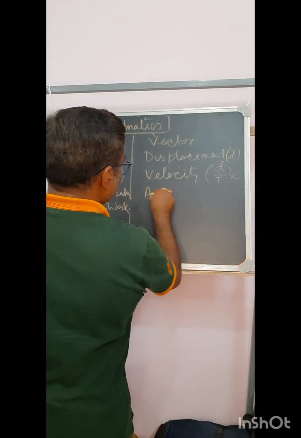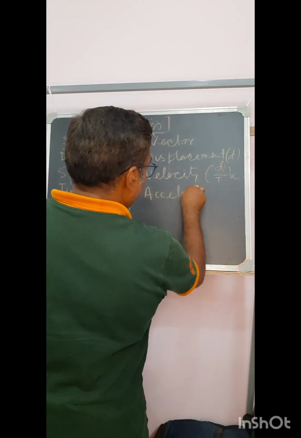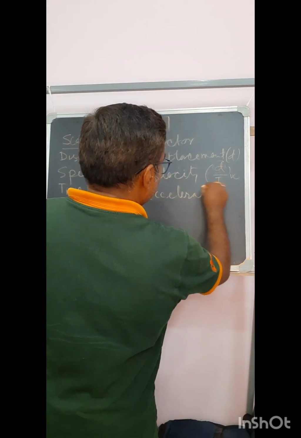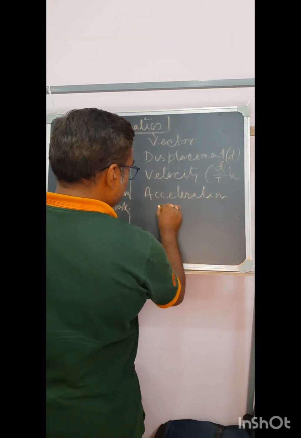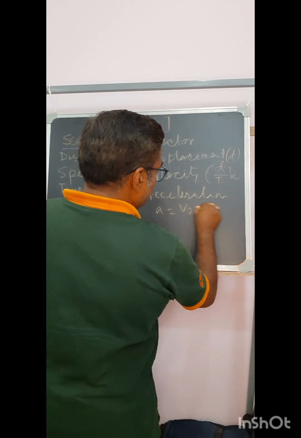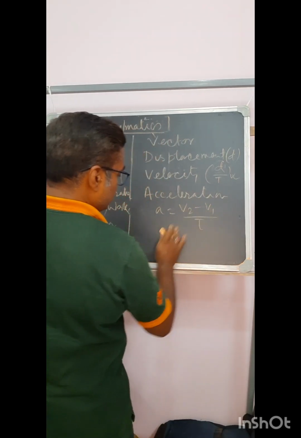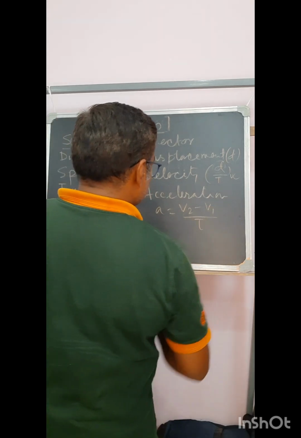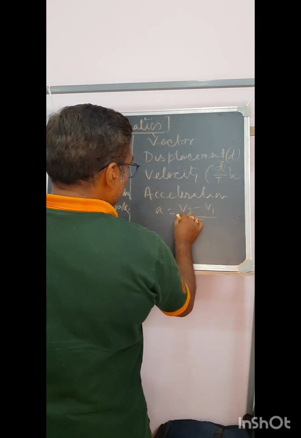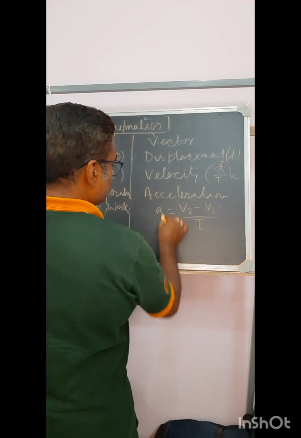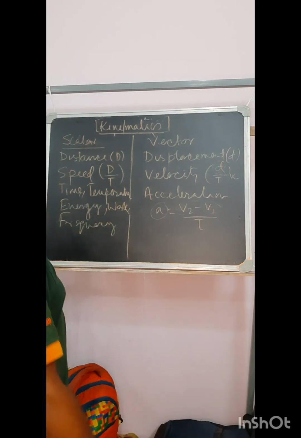Here one more term will come. Acceleration is also a vector, because acceleration is nothing but the change in velocity upon time, or the rate of change of velocity. So as velocity has direction, acceleration must have a direction.